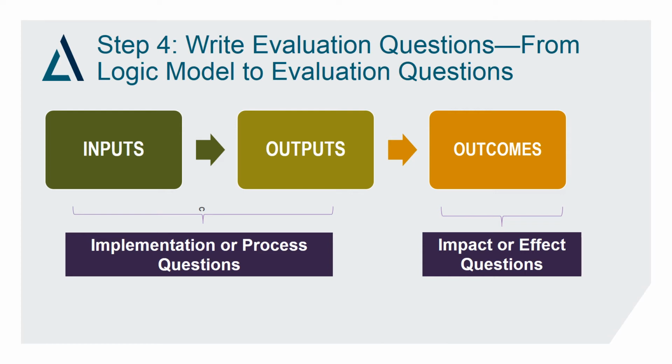The answers to these questions often can help you explain or understand the outcomes that are being observed. Implementation and process questions can be written from the inputs and outputs that you have identified in your logic model. The second group of questions are impact or effect questions. These are focused on measuring whether students are achieving the outcomes you want.